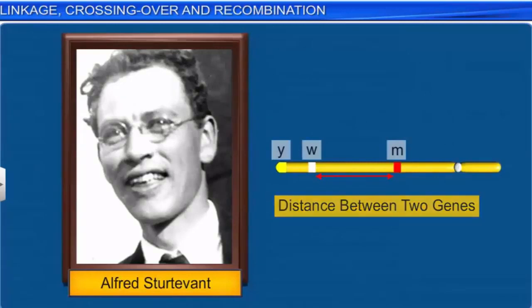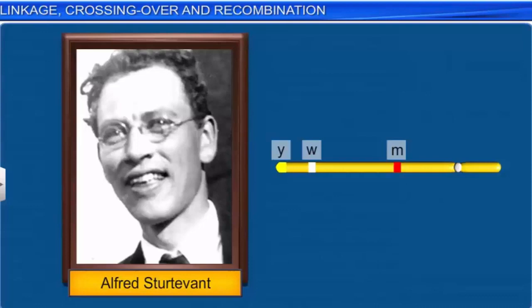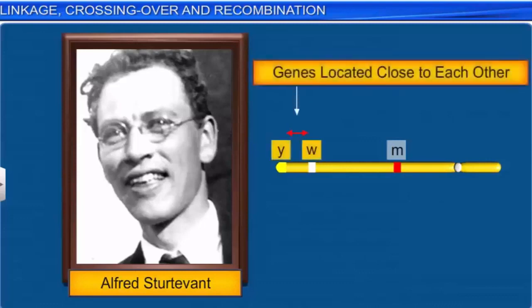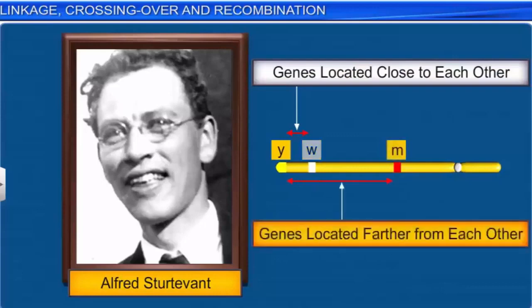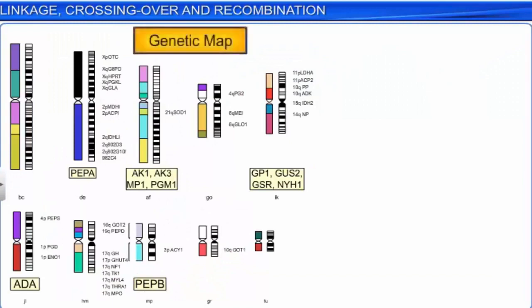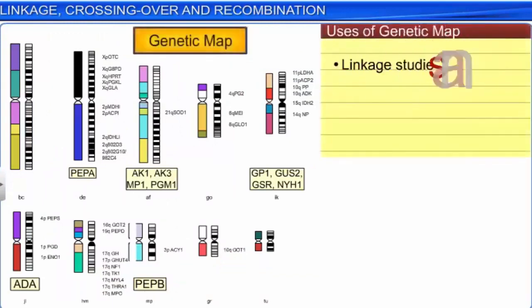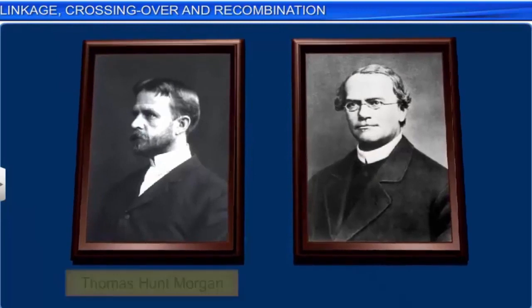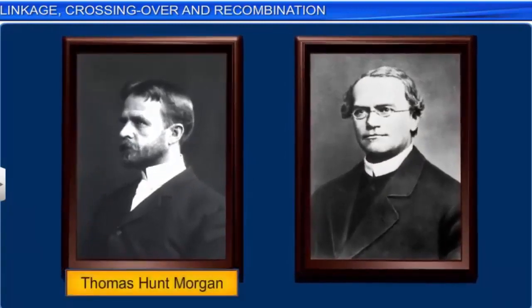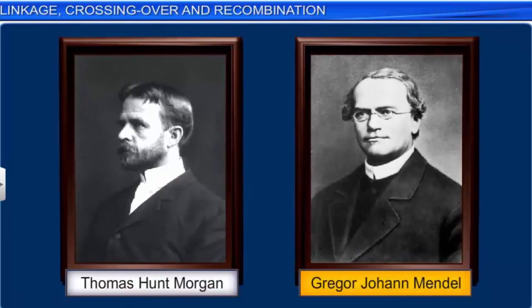For instance, in the experiment we just saw, it is only through mapping that we learnt that genes y and w were located close to each other, and genes y and m were farther apart. Today, genetic maps are being extensively used for linkage studies and analysis, and are a key tool for genome sequencing or discovering the location and identity of genes. Thus, Morgan's experiments on linkage ruled out Mendel's law of independent assortment when linked genes are considered.